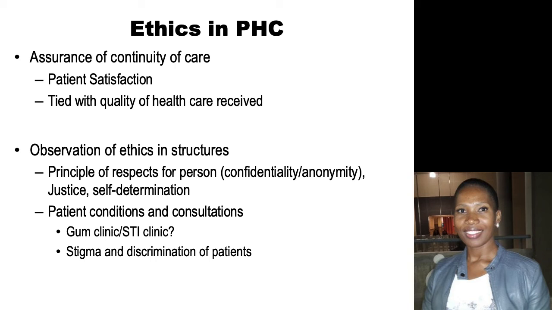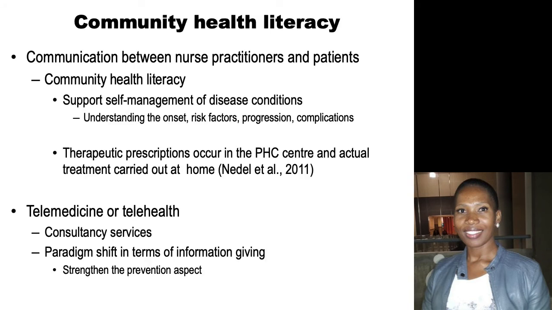And then the other thing that the community expects from us is community health literacy. So this information that patients need from us would also support the self-management of disease conditions. A patient has a right to understand the onset of a disease, the risk factors associated with a disease, how the disease progresses, and the complications. So patients would have to understand that. So in support of self-management, the patient is expecting information from a primary health care nurse.